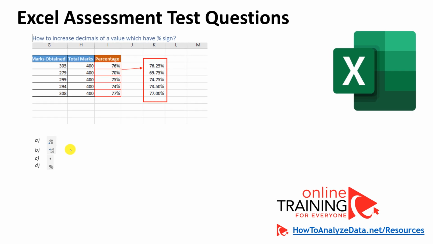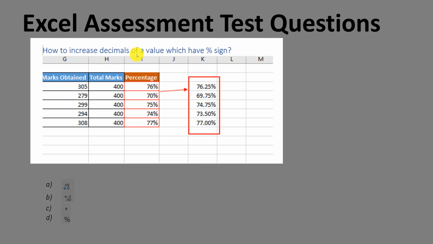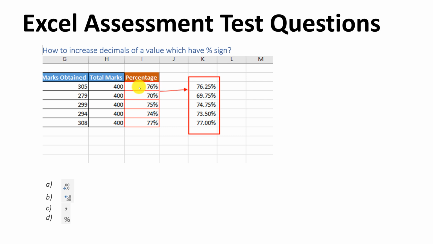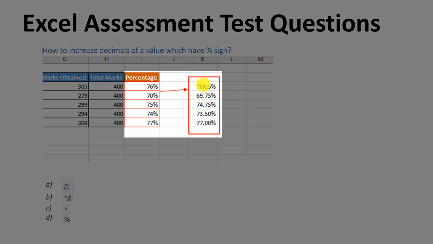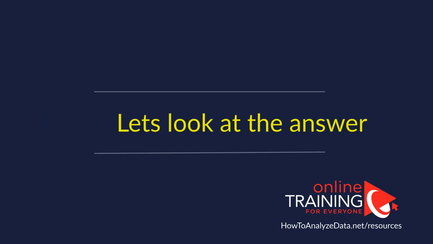Very often during an Excel assessment test, you might be tested on how well you know Excel formatting. One of the questions we see on the screen is in a similar category: how to increase decimals of a value which has a percentage sign. There are choices presented for you and an explanation of what exactly you're looking to accomplish. For example, you need to go from 76% to 76.25%, from 70% after rounding to 69.75%, and so on. And there are 4 choices presented. So which one would you choose?